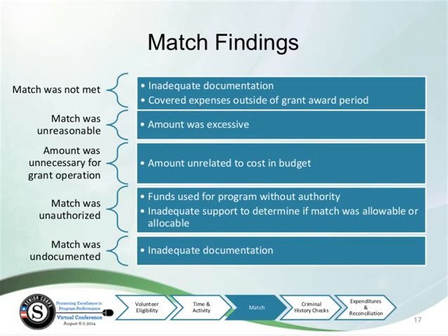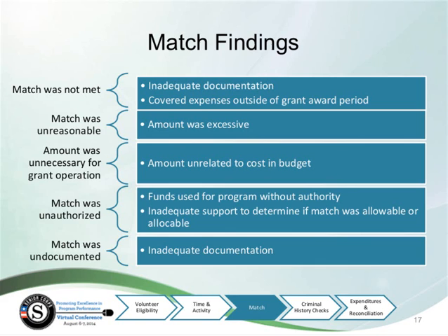So now we're going to discuss match findings, and there are several findings that we usually discover when we come out to monitor our grantees, and sometimes the match might be unreasonable. The match claims might not be necessary to operate your grant. The match is not allowable, and you cannot allocate that expense to the grant. So what you would need to do is make sure when you have any expense, you ask yourself several questions.